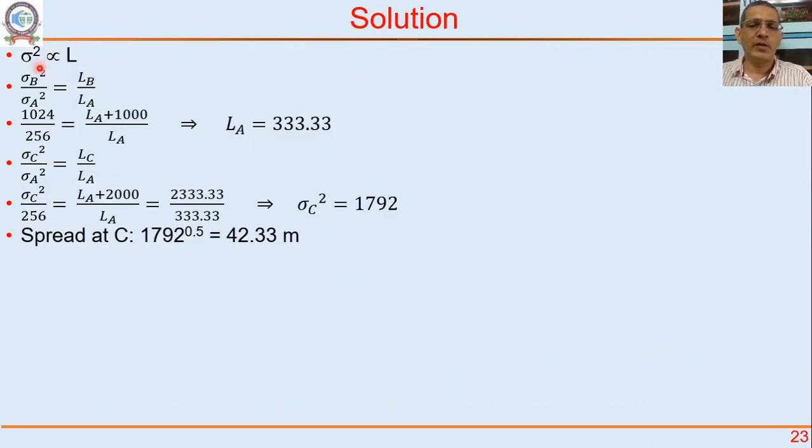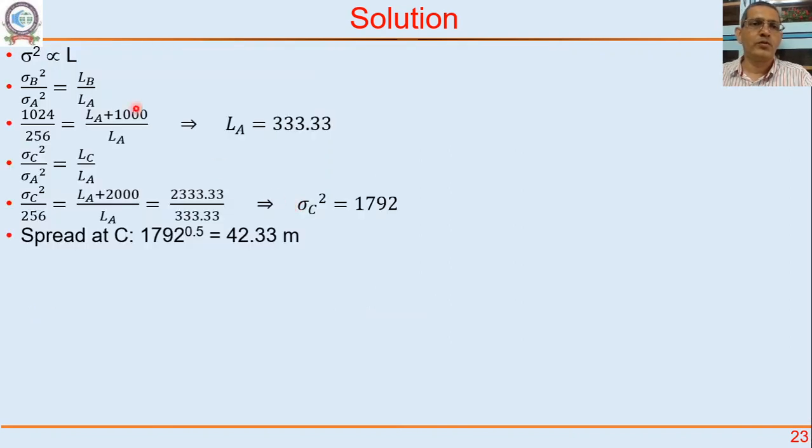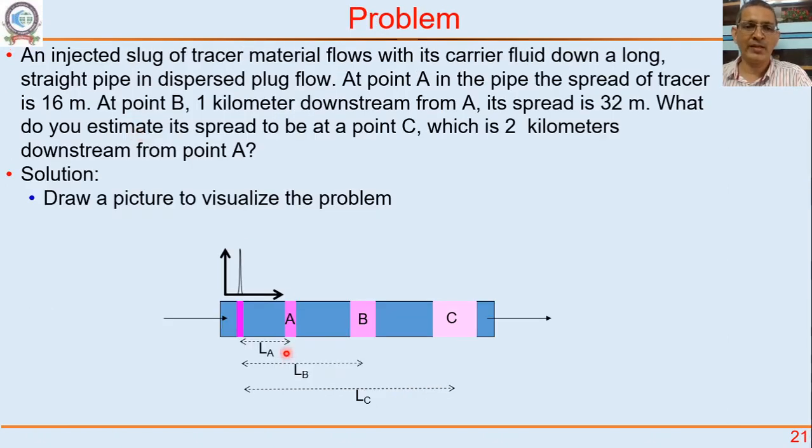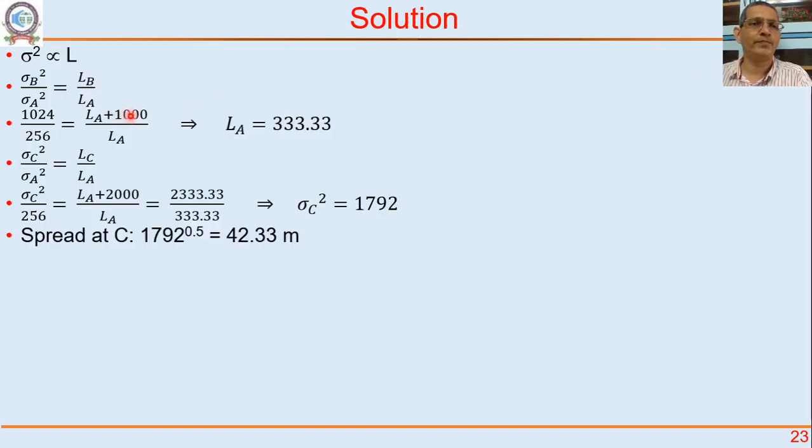Okay, so now what are we saying? Because of this, sigma square is going to be proportional to L. So sigma square B divided by sigma square A would be LB by LA. So 1024 divided by 256 would be LB over LA. What is LB? LB is the distance from the injection point to point B. So LB we can write as LA plus the distance between A and B, which is 1000 meters, 1 kilometer.